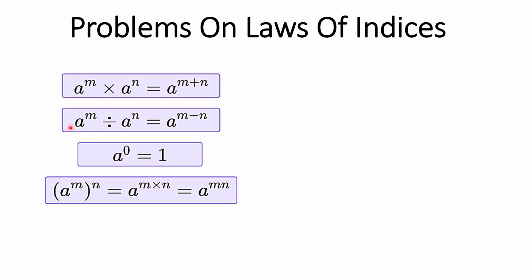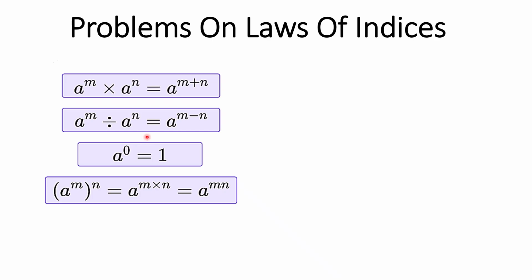The second law we have is the division law. It says a to the power m divided by a to the power n. What you will do is write the base as it is. The base should be the same for both the laws, and then you will simply subtract the powers, so it will become a to the power m minus n.